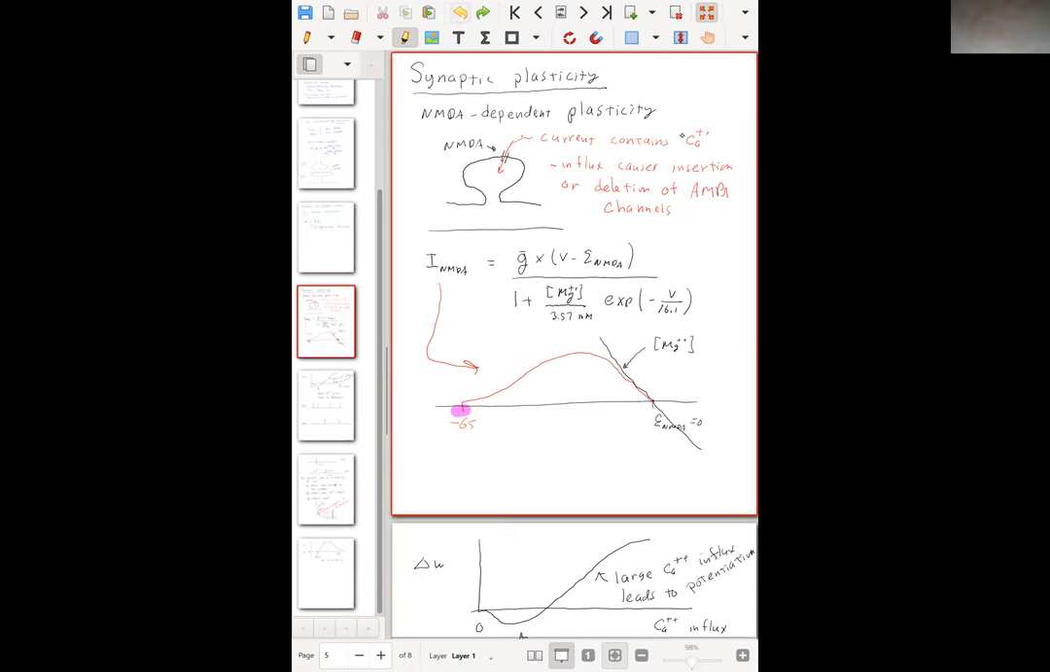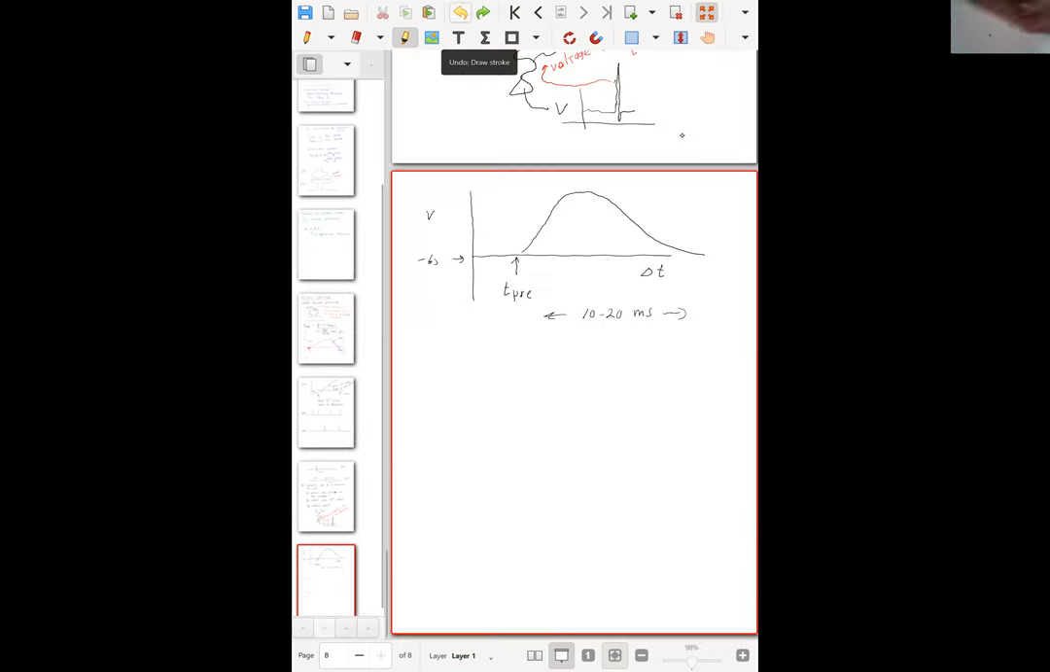And so what we want to do is map from this picture and now plot what we really care about, which is calcium influx. I'll do that in red. So the voltage is in black. In red, I'm going to put calcium influx. And this is actually T pre.